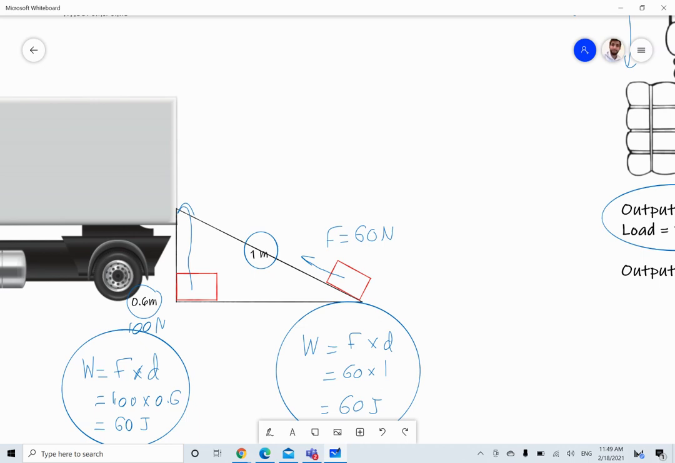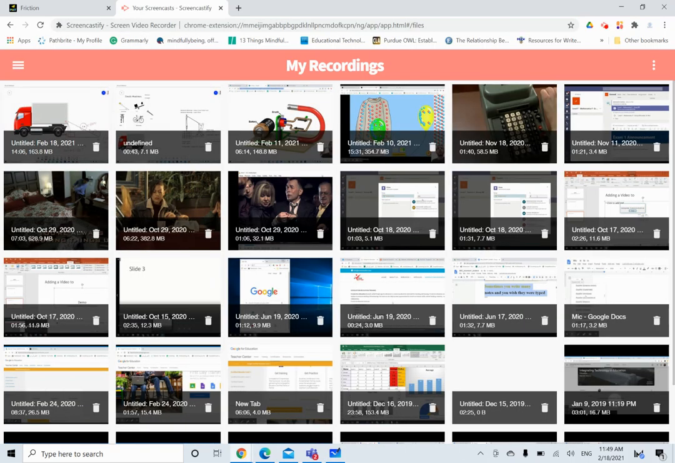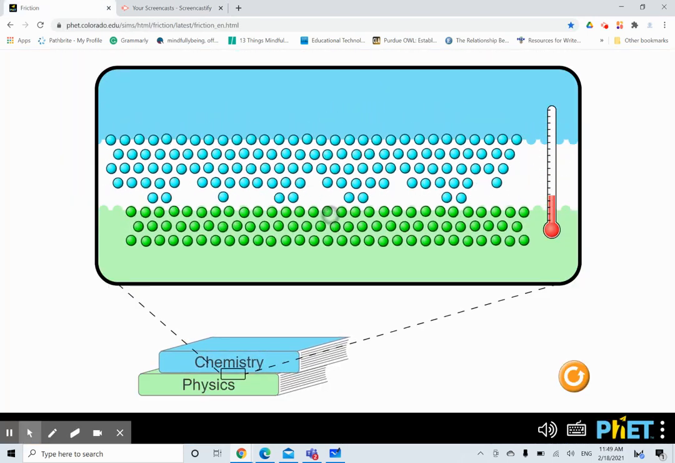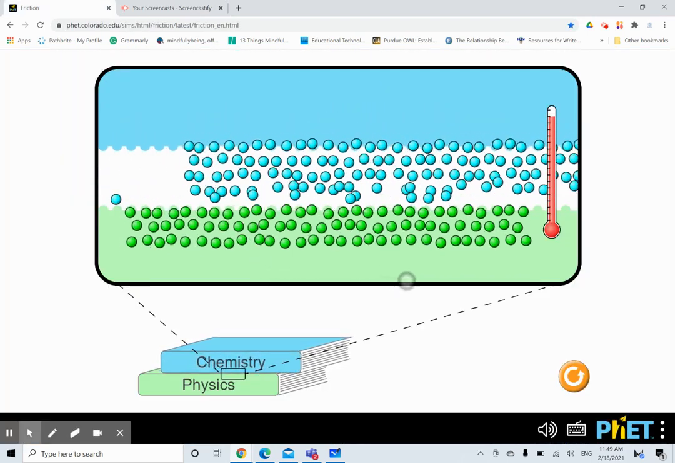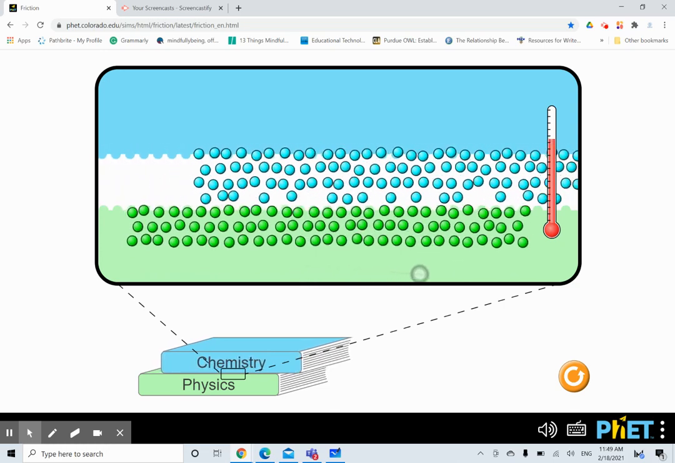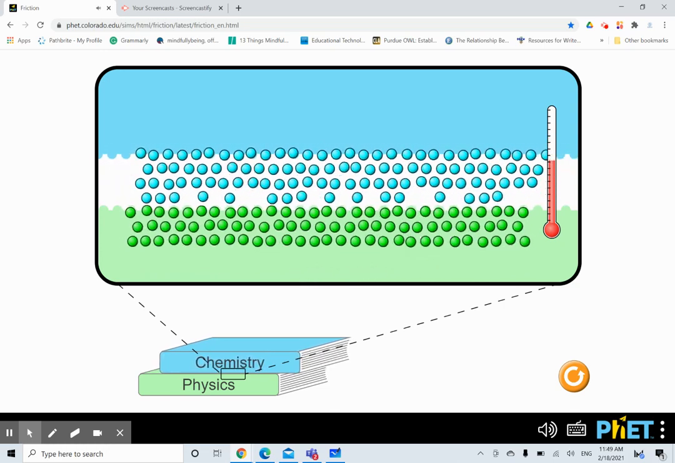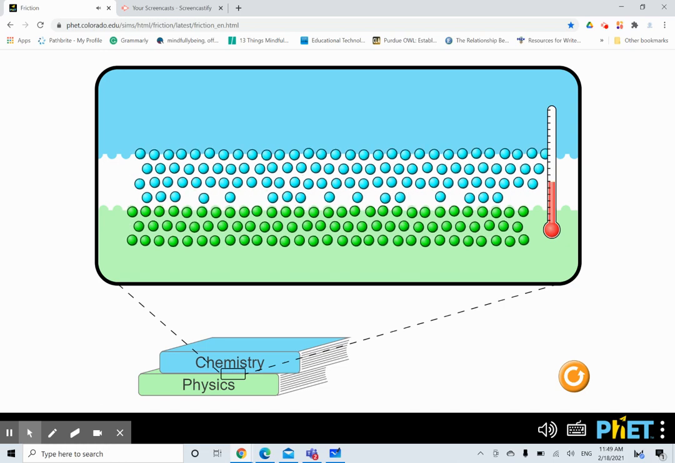And if you remember previously, we mentioned that when you rub two objects against each other, or when you're moving, the thermal energy is increasing, which is wasted because it cannot be used to do work.